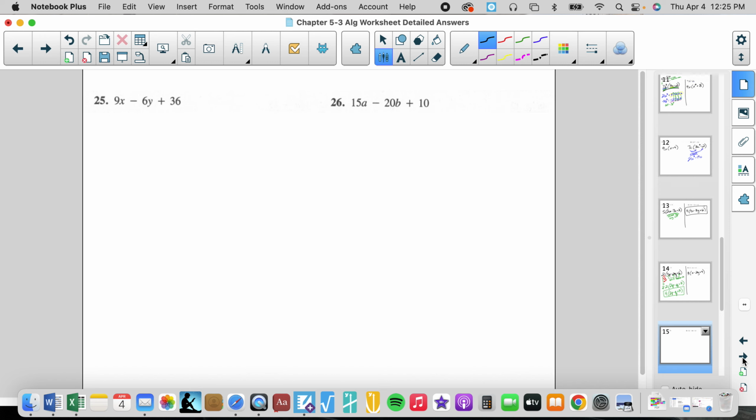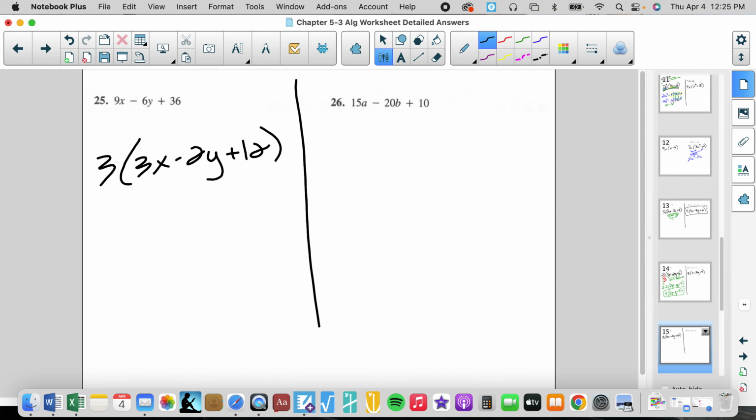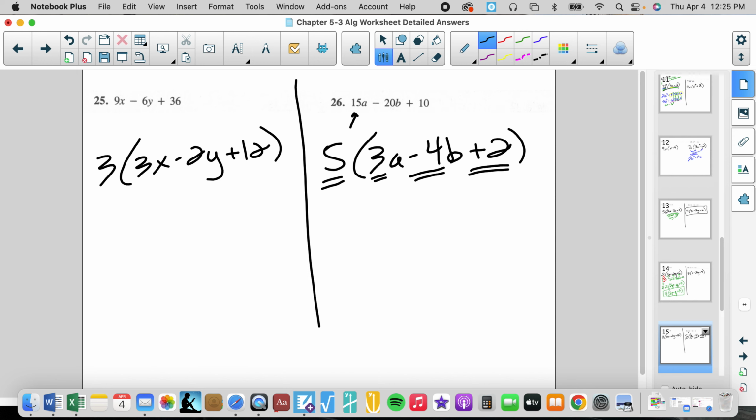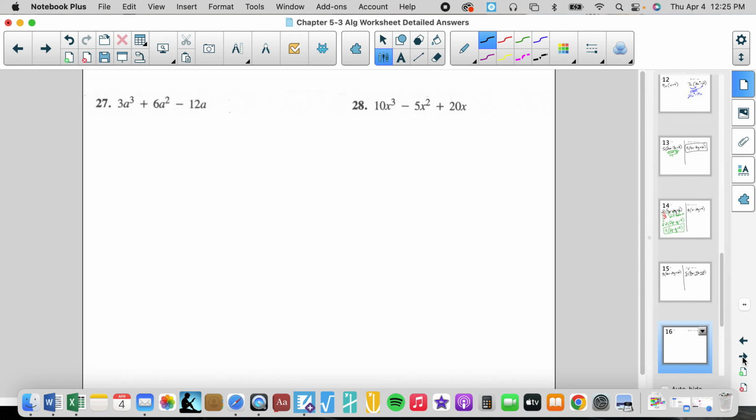Okay, so these are some of the things, the pitfalls, the tricks that you need to be aware of in order to produce a correct answer. 15a, negative 20b, plus 10. So 5 goes into each of those. No variable is common amongst all four. And when we factor, we're just dividing this number into the term. 5 divided by 15 is 3. 5 divided by negative 20 is negative 4. 5 divided by 10 is positive 2. That's where I'm getting those, right? That's all factoring is. Factoring is a form of division-ish.